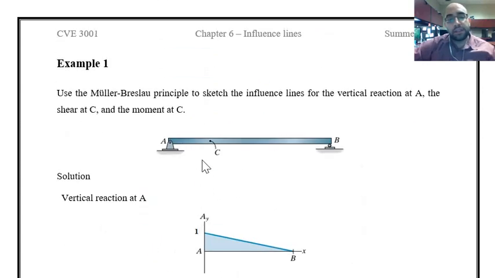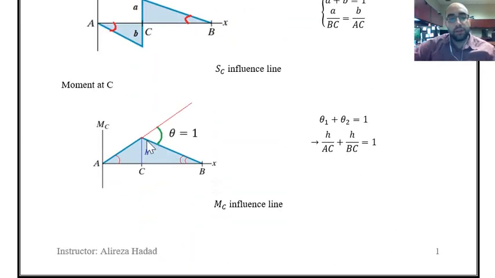And the last part is asking about moment at C. So now instead of removing the shear restriction, I'm going to remove the rotational restriction, which means I can consider a hinge at C, grab the hinge, pull it up. The deflected shape will be the influence line for moment at C. That's what we have over here. You consider the hinge, pull it up, and that is the deflected shape.